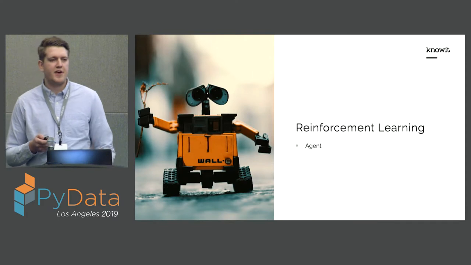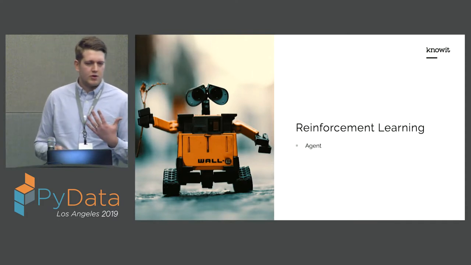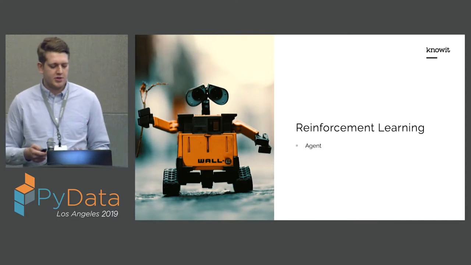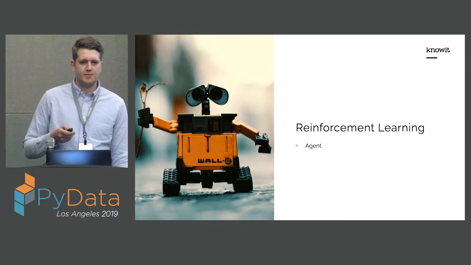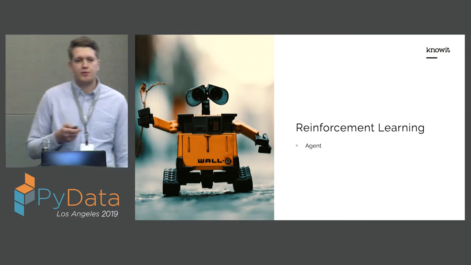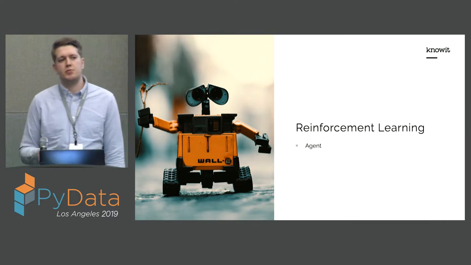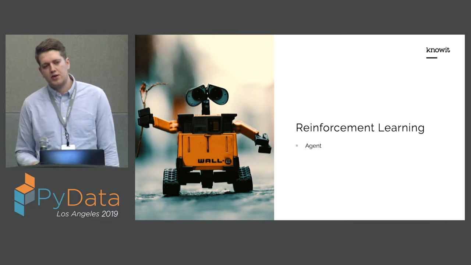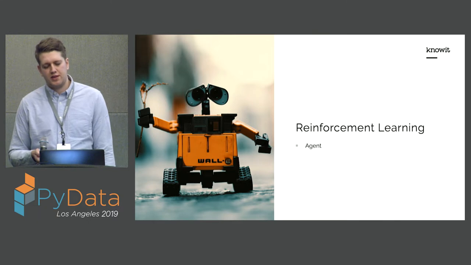So there are five terms we need to know before we start going deeper into the material. The first one is agent. An agent is a unit that performs actions. So for instance, it could be a drone making a delivery, or it could be Super Mario navigating a video game.